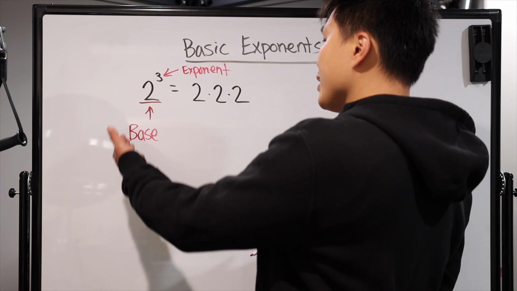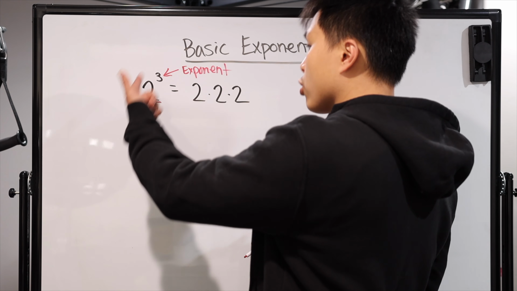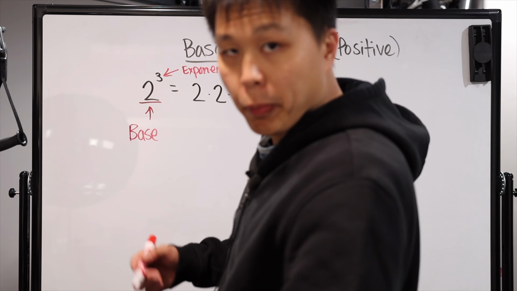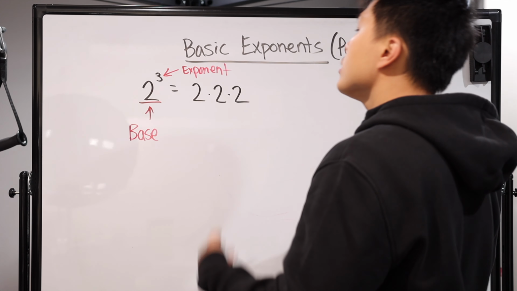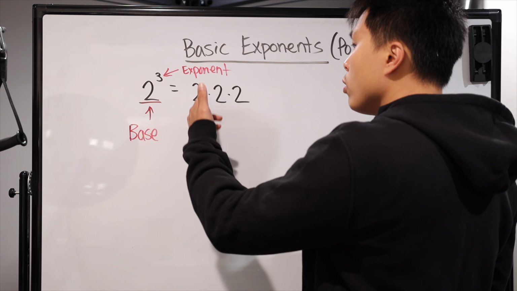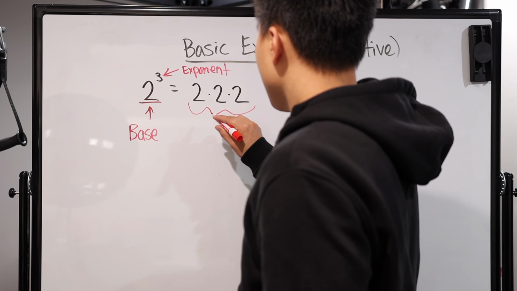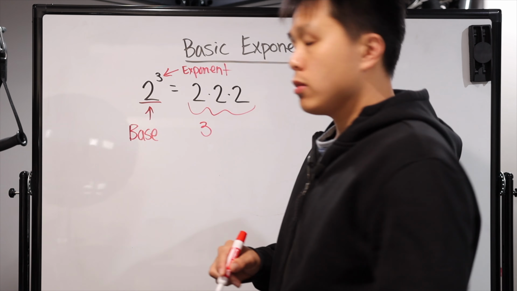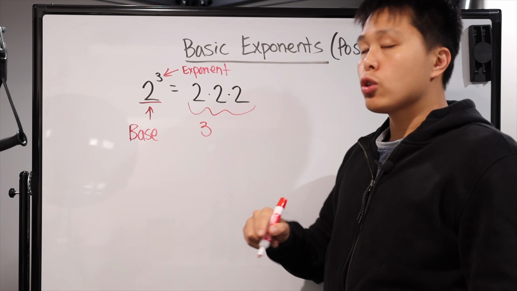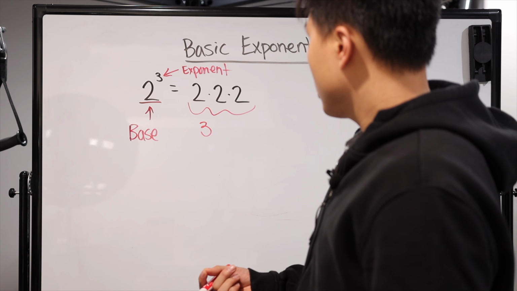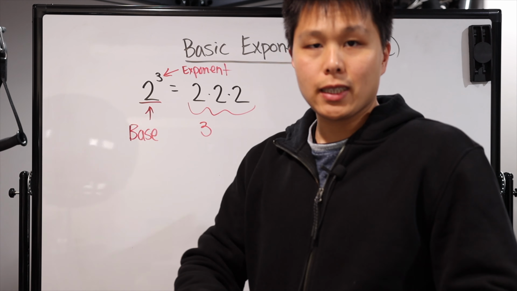So, for example, in this situation, 2 to the third power, or 2 cubed, depending on how people want to say it, is saying that 2 will multiply itself so that in the end, there's a total of 3 times. 3 of the 2's are going to multiply together. So, 2 times 2 times 2 is basically 8.